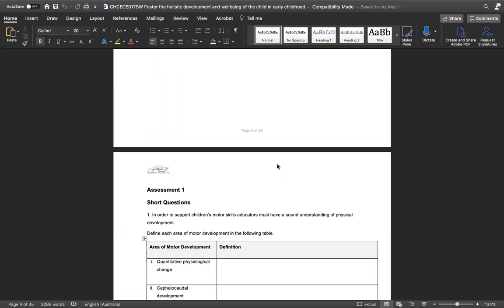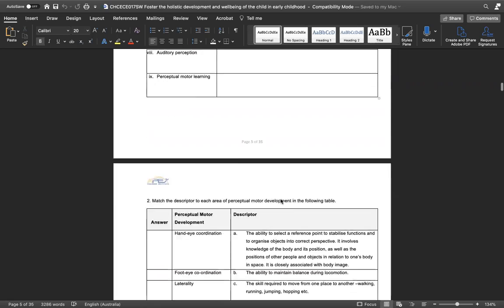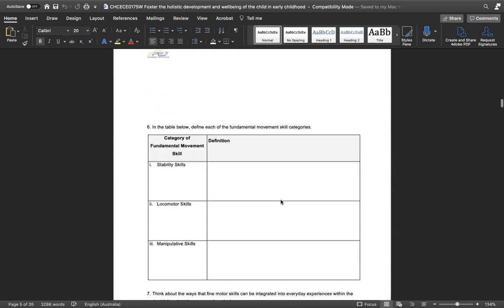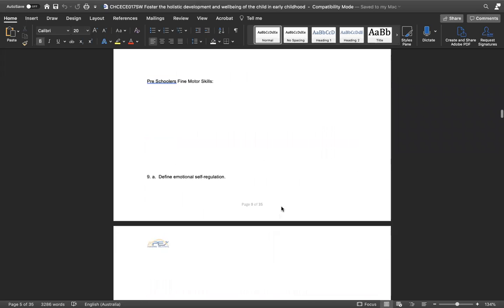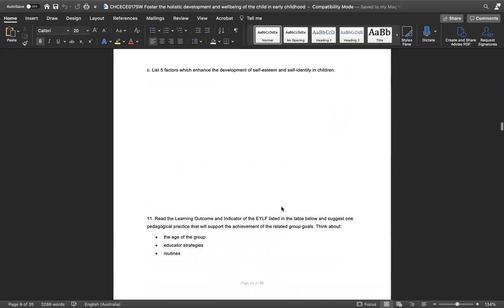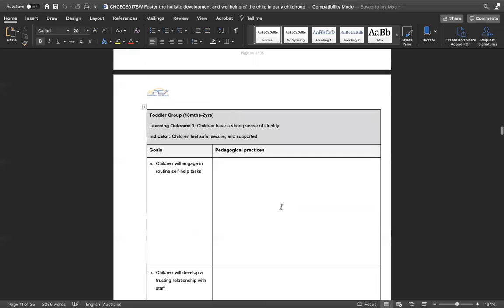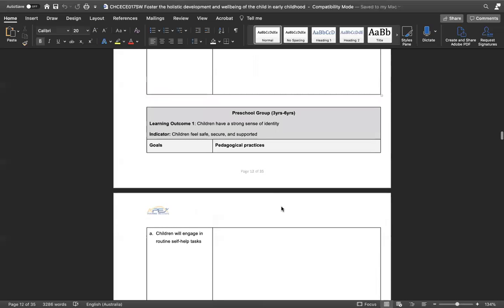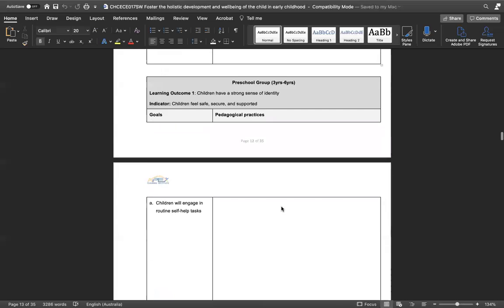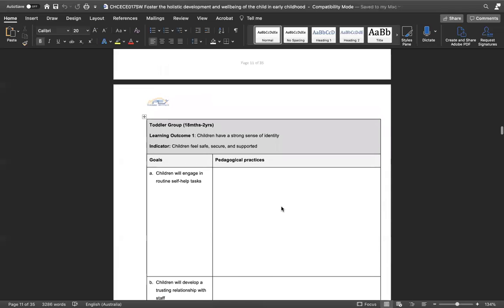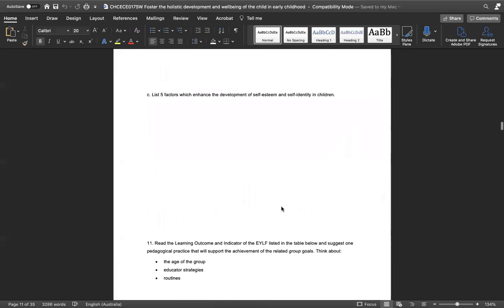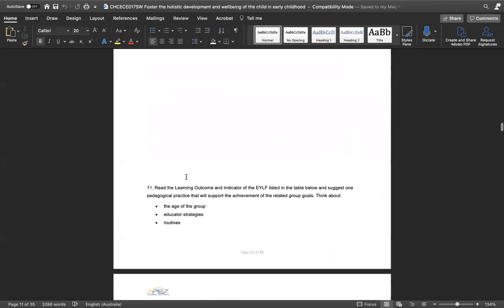So, all these short answer questions I'm going to leave. They are all in your textbooks and PowerPoint, all that information. I'm just going to touch base on the hard ones. Now, I noticed that there's an error in question 11. It says, read the learning outcome indicator for the Early Years Framework. List below some suggestions, okay?